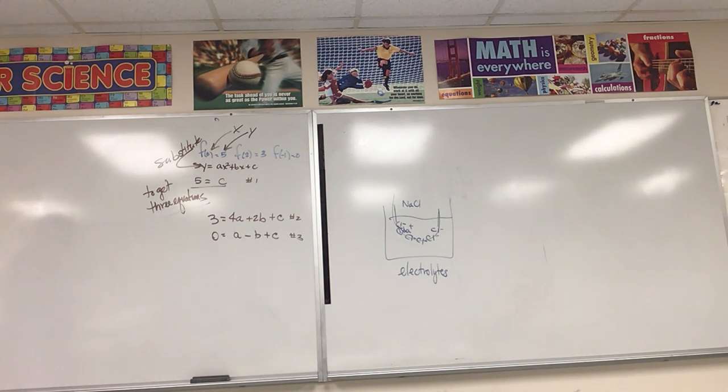Here's my three equations. 5 equals C, 3 equals 4A plus 2B plus C, 0 equals A minus B plus C. Now what will I do? Charlie, you with us?